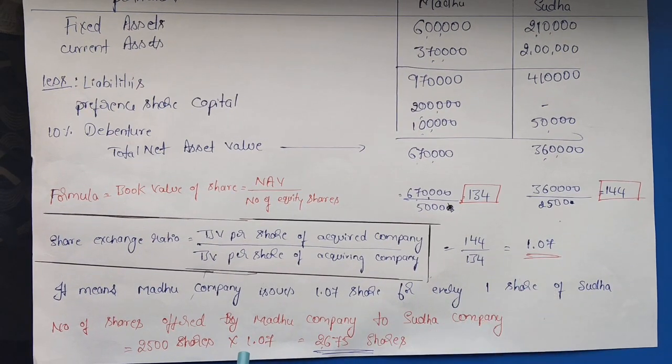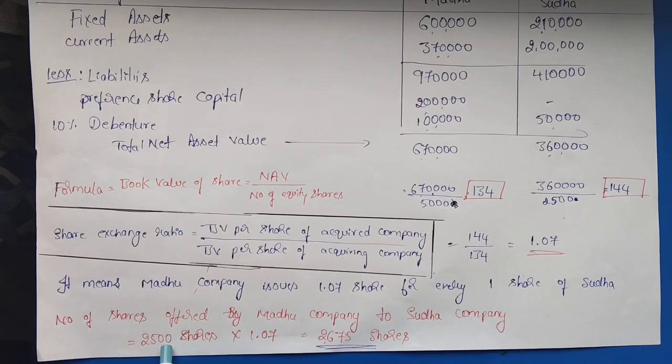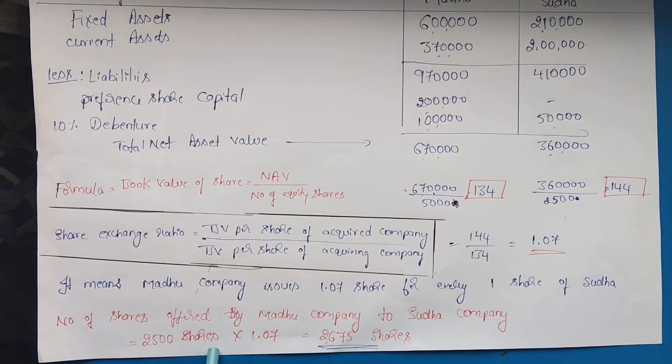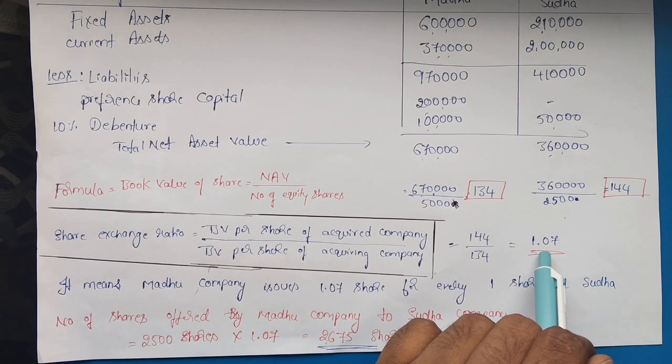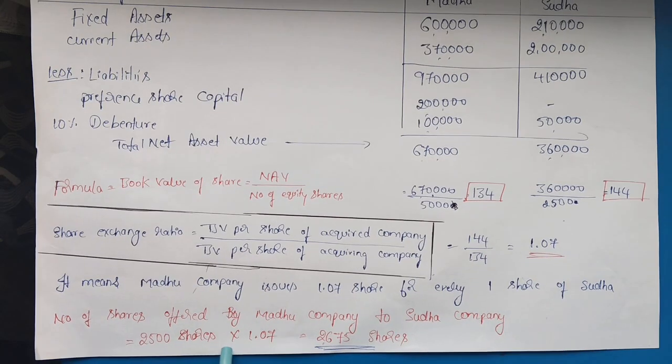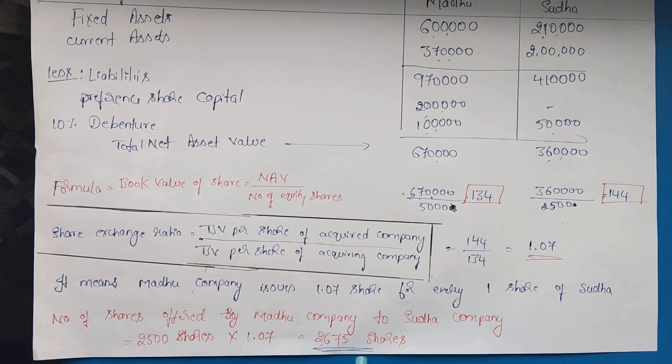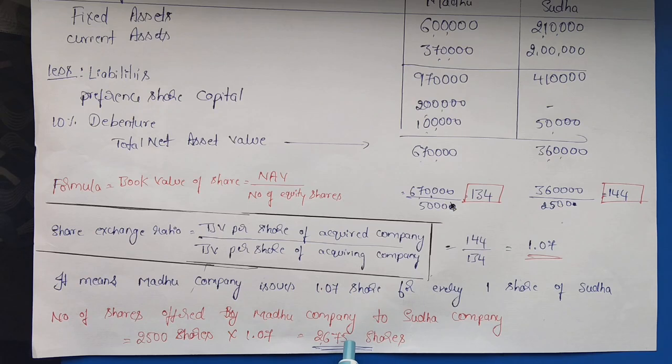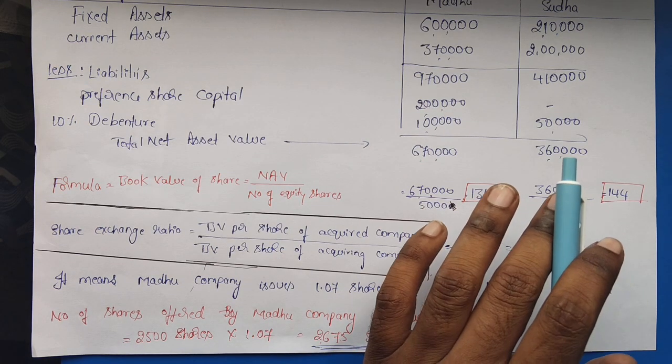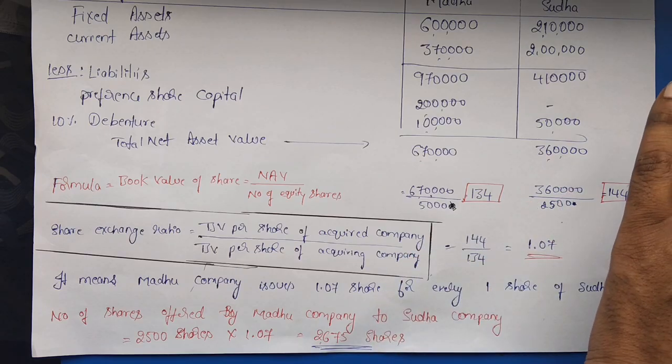That means Sudha company already has 2,500 shares, and our swap ratio is 1.07. So 1.07 into 2,500 shares becomes 2,675 shares. That means they are going to give an extra 175 shares to the Sudha company, because they are going to acquire that company.